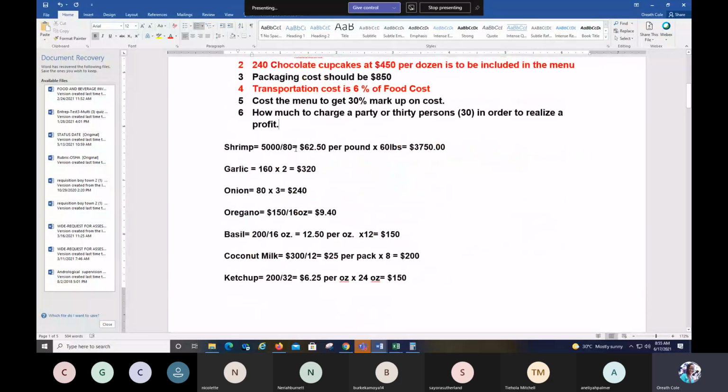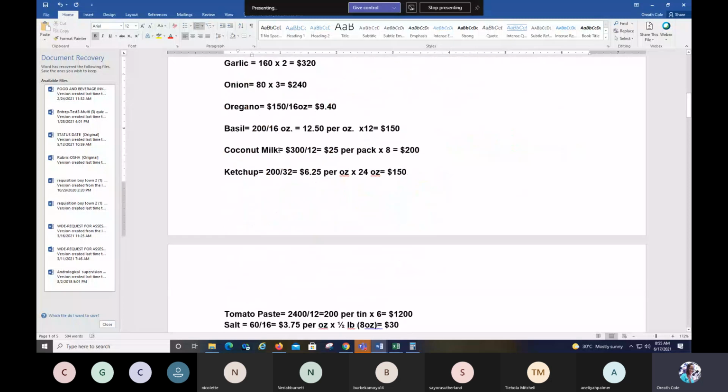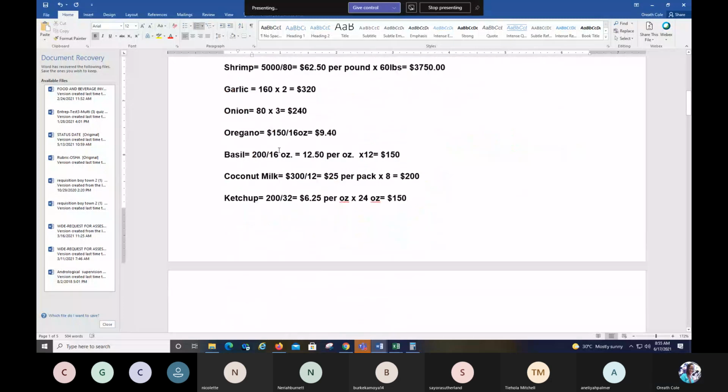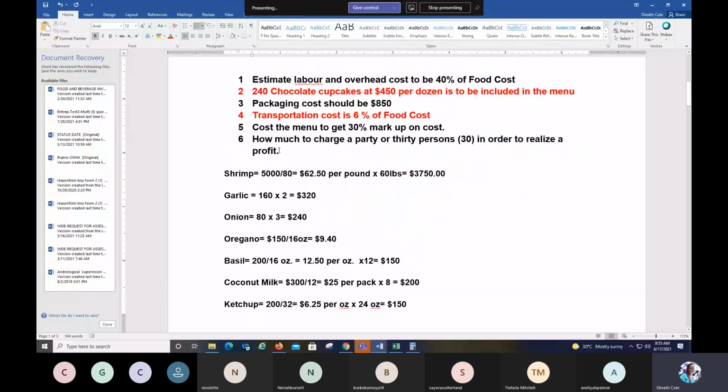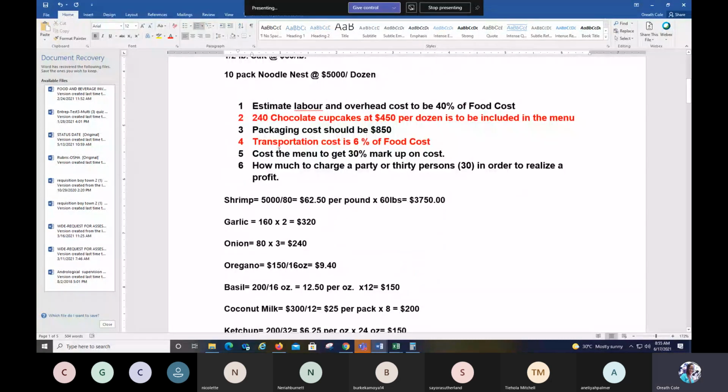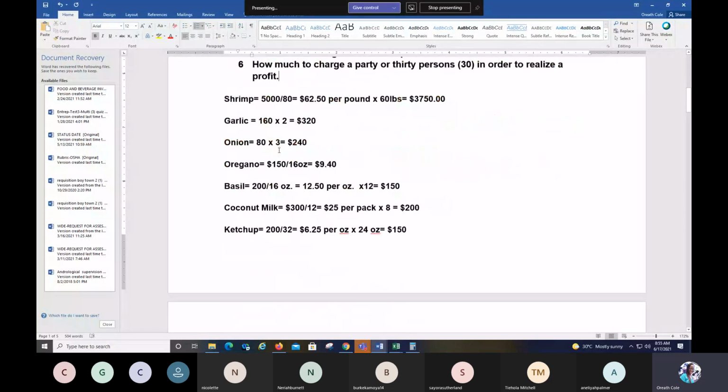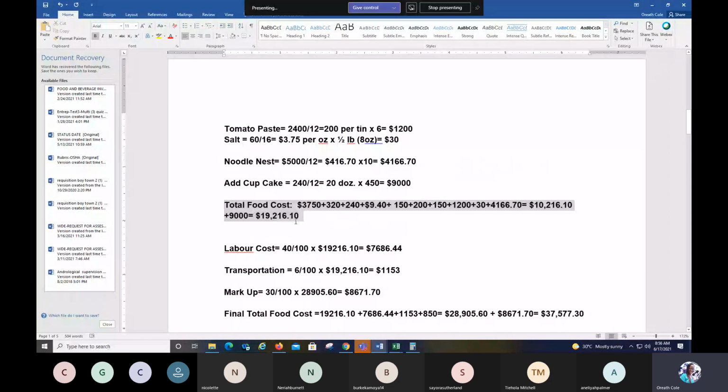All right. We are okay to do the calculation for each item, right? Yes? No? Yes, Miss. Fine. After you calculate you add all your items, right? Which will give us our total food cost. When it asks you to find the labor cost, the labor and overhead, it's 40% of your food cost.